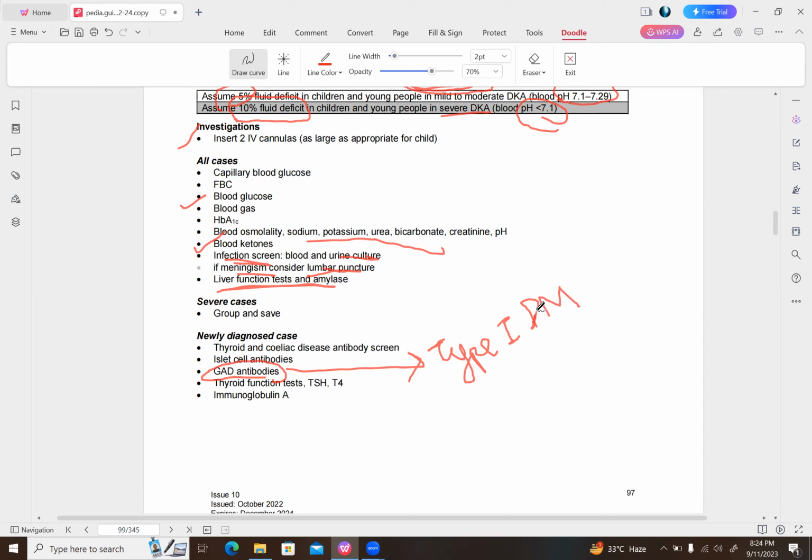Now don't forget this for the rest of your life. What do you check? You check thyroid function, CBF, ICE antibody, thyroid immunoglobulin, and GAD antibodies.